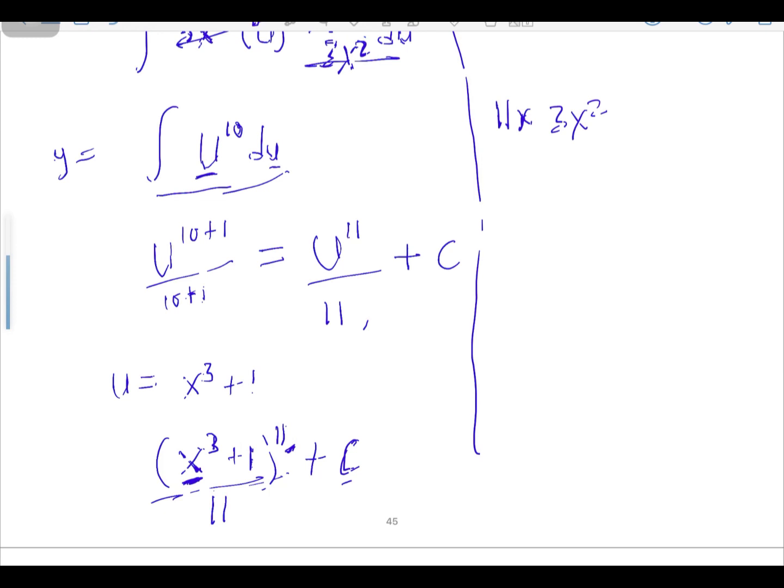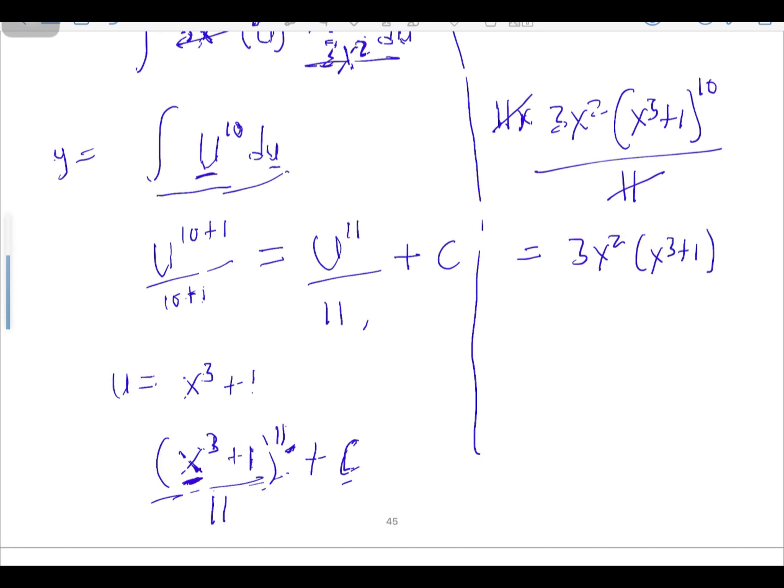3x squared. Because when I differentiate, I'll get 3x squared. And I take the whole function itself, which is x power 3 plus 1 all power 2. When I subtract 1, I'm going to get 10. And don't forget that we have 11 here. So this 11 will cancel this 11, and at the end of the day, you are going to get 3x squared into bracket x power 3 plus 1 all power 10. This tells us that whatever we got here is the correct answer.